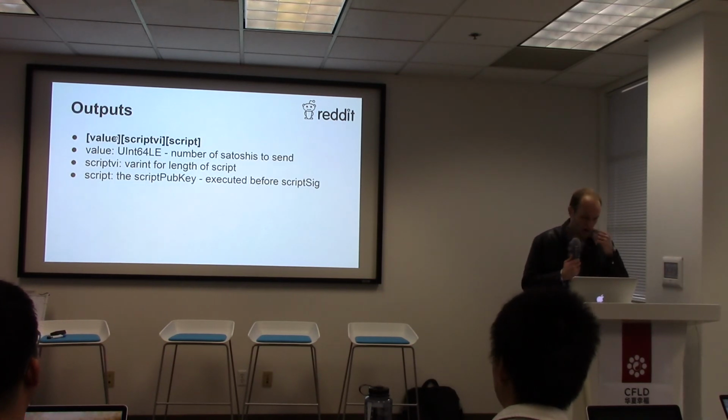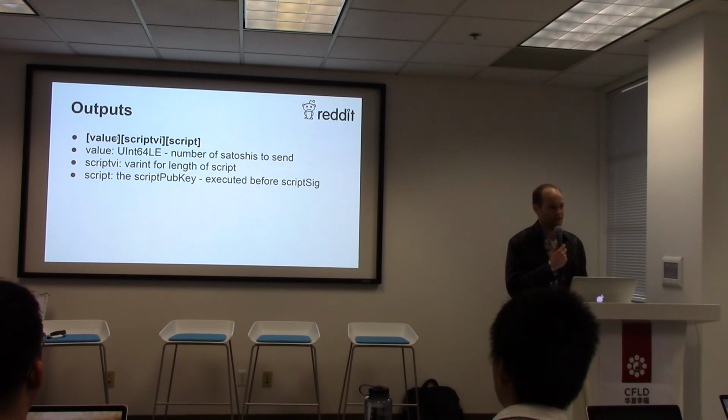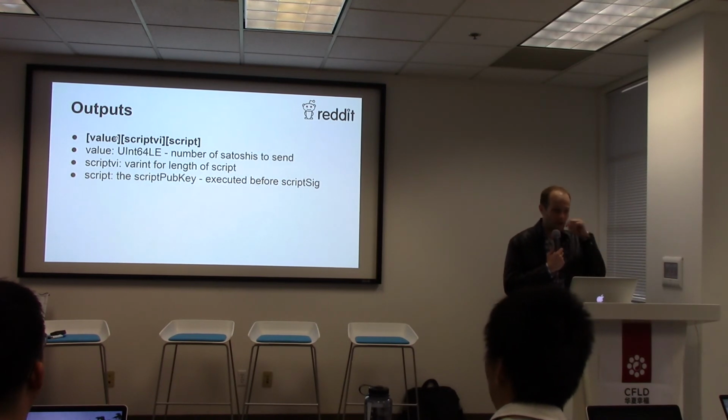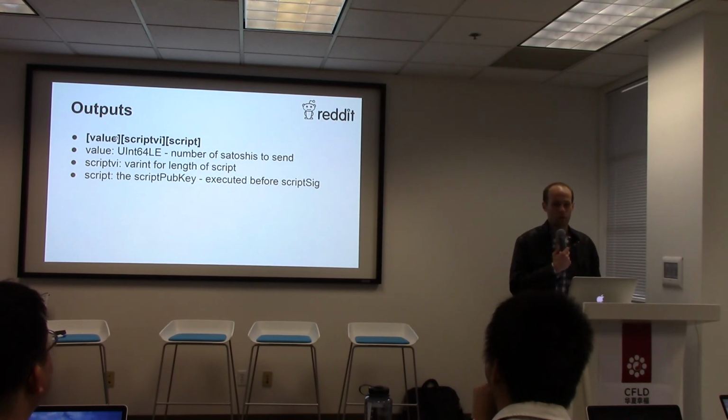So outputs contain the value that you're sending, which is a 64-bit unsigned integer. There's a check in Bitcoin where it cannot be higher than max money, which is 21 million. And then it's just the length of the script and then the script. So the outputs are quite simple, just the value that you're sending.